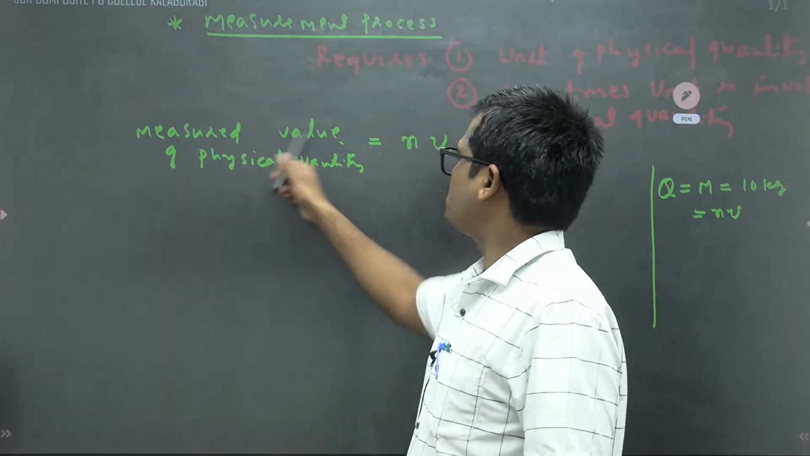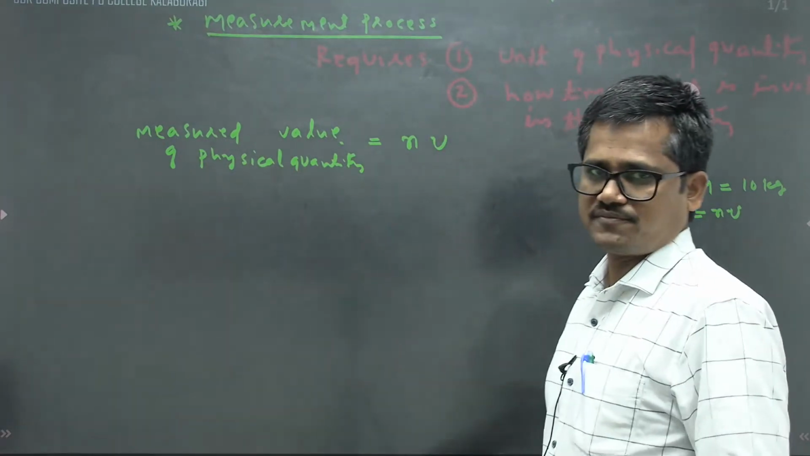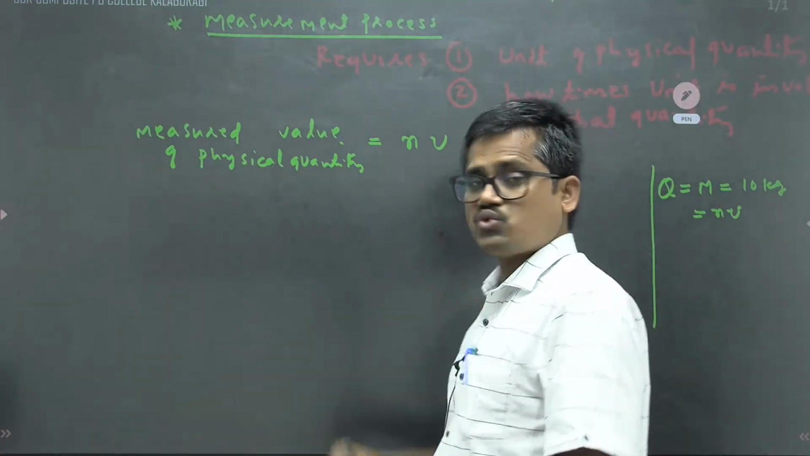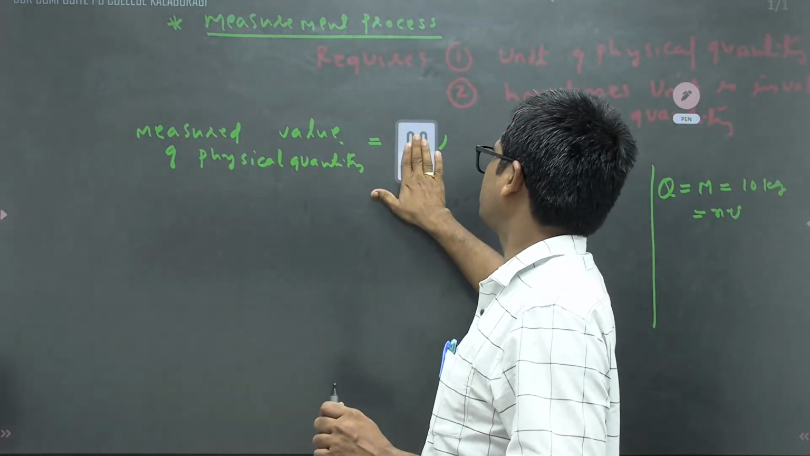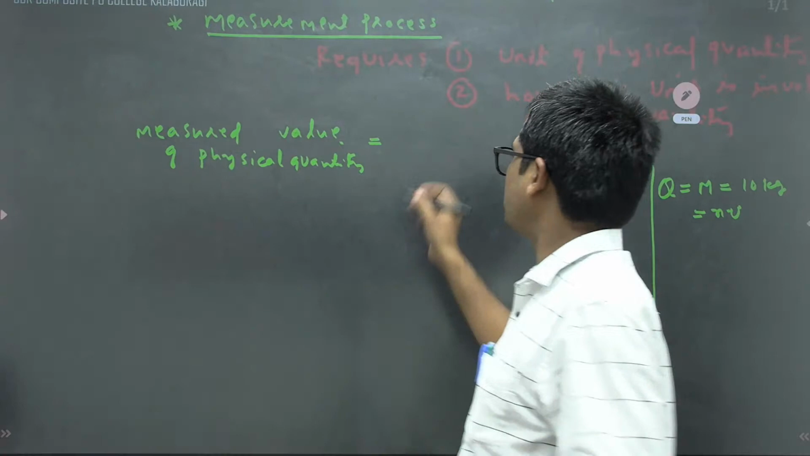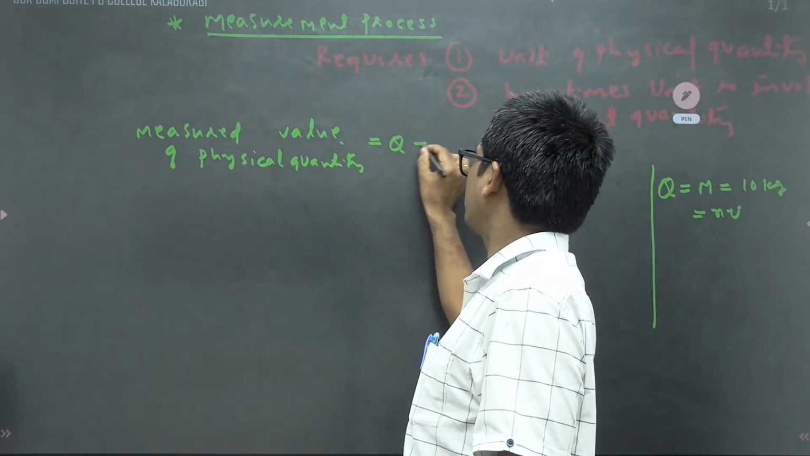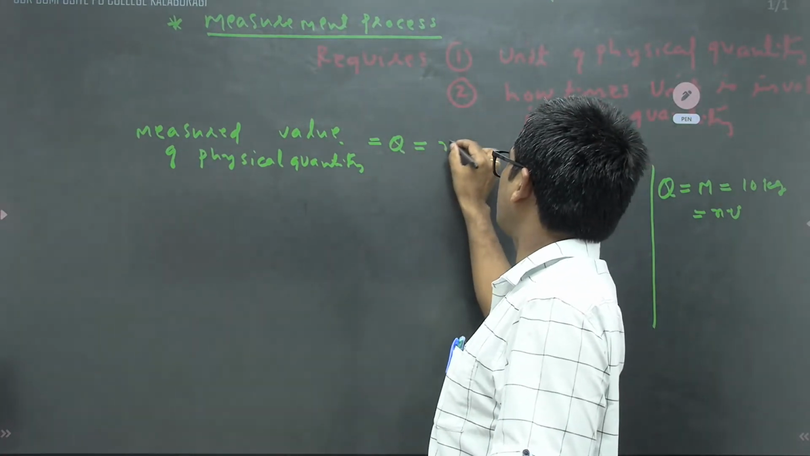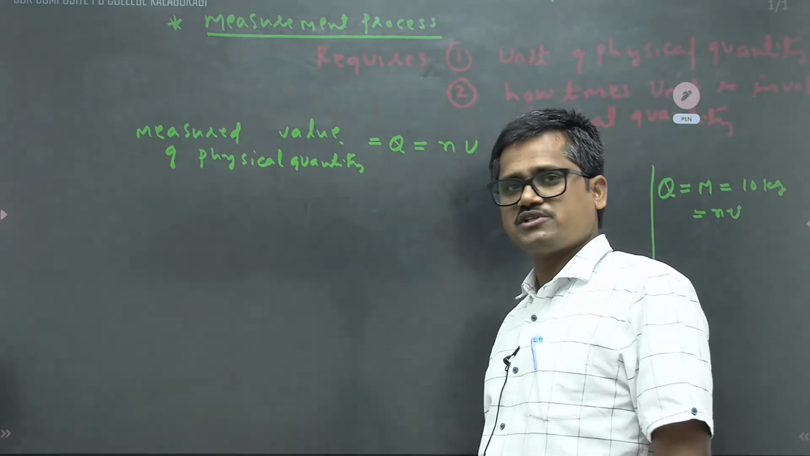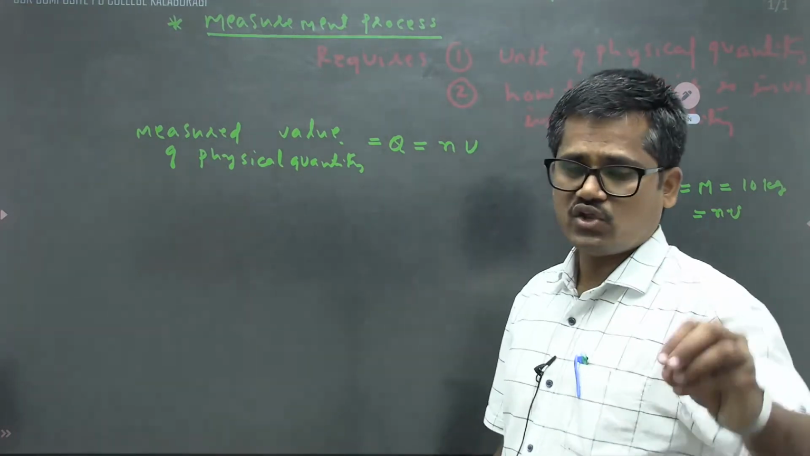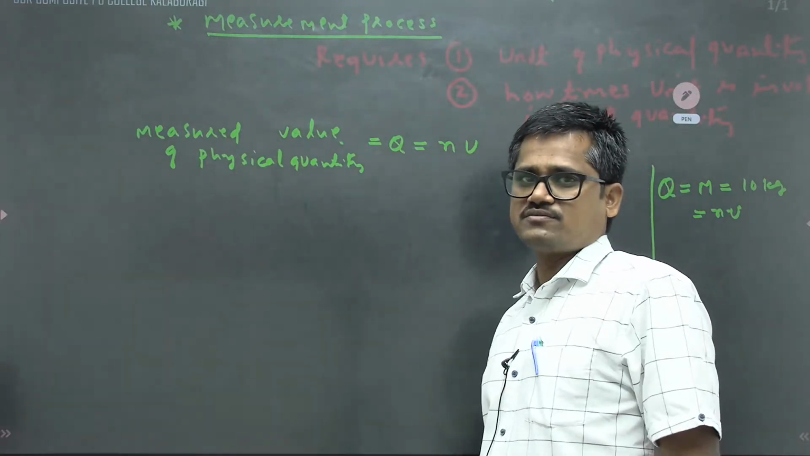So any measured value of a physical quantity is equal to n into u, where n is a number associated with that measurement. Let me take the quantity as q is equal to n into u. n is the number associated with the measurement and u is the unit, right?